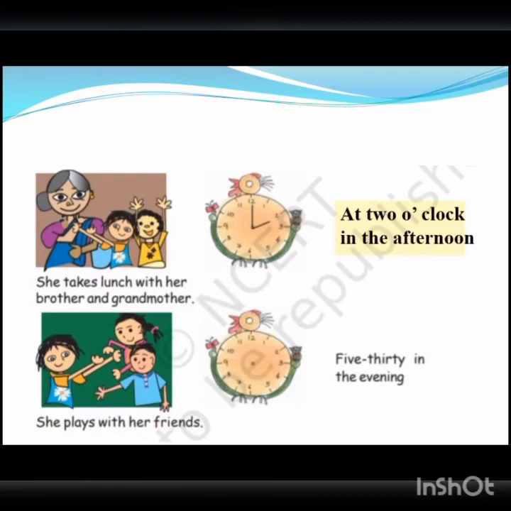After that, she plays with her friends at 5:30 in the evening. This time, you try to draw the hands by yourself. Do it fast. I am waiting. Very good. The hour hand lies in between the numbers 5 and 6, like this. And the minute hand lies on, very good, 6. Clear? Very good.